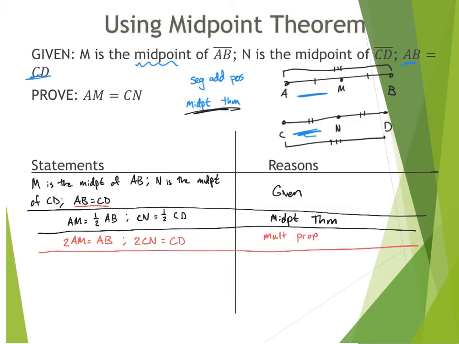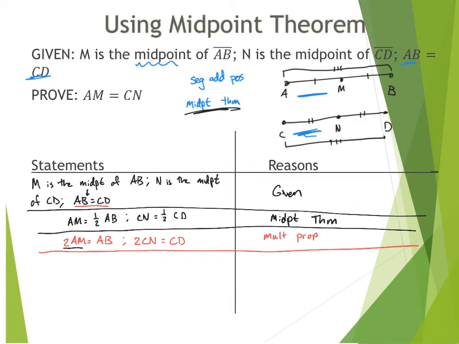Okay. Again, the reason why I had to do that was because in my given, I know something about AB and CD. I know nothing about 1/2 of AB and 1/2 of CD. It sounds like I'm splitting hairs, but it really does matter. But now that I have AB and CD, I can plug in the equations into this equation up here.